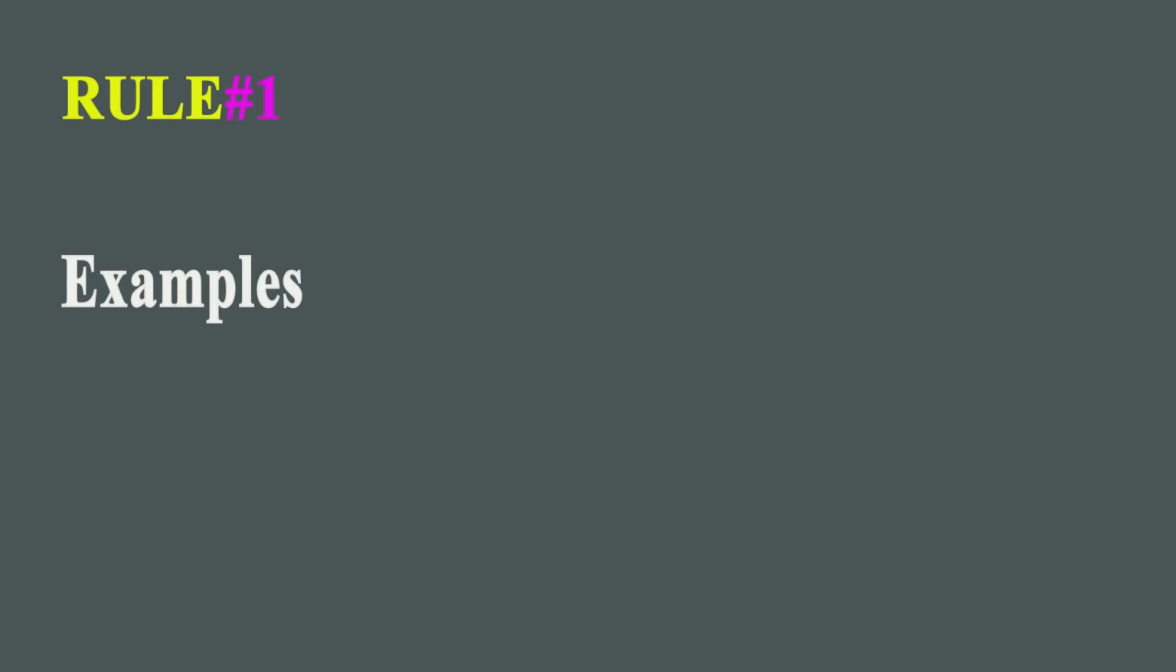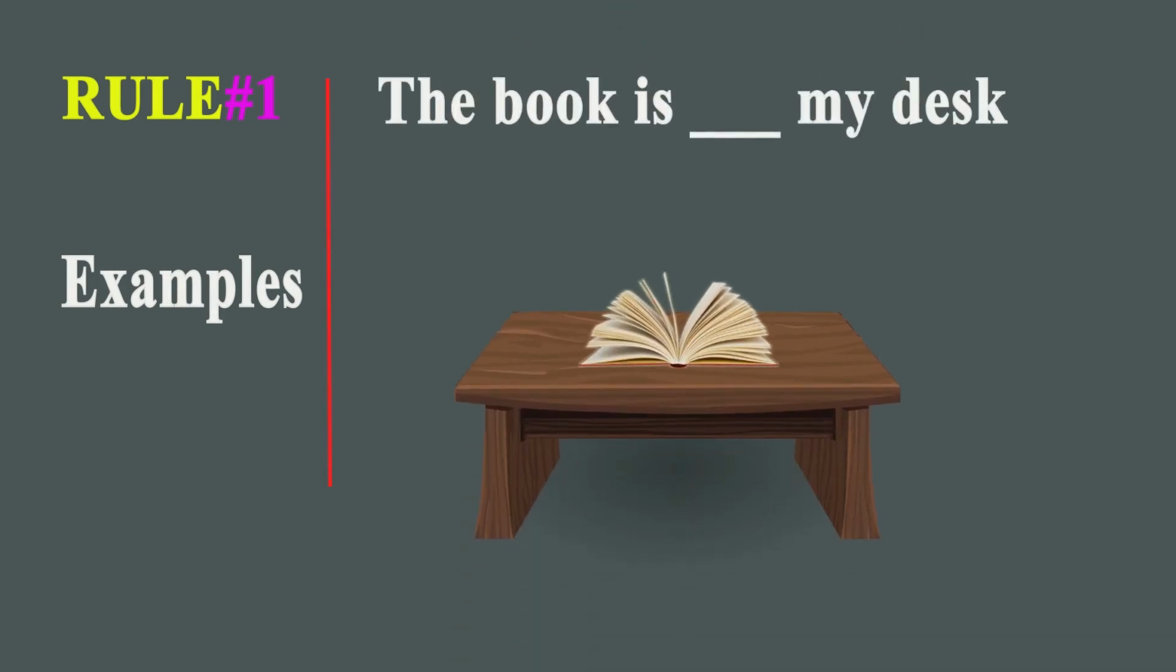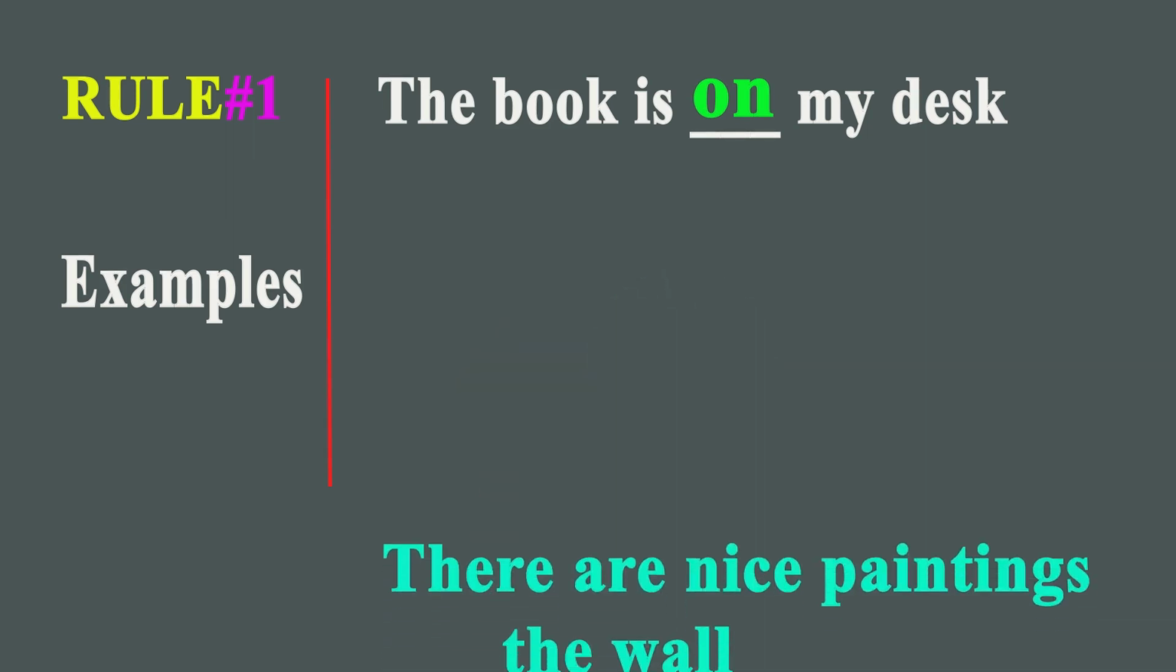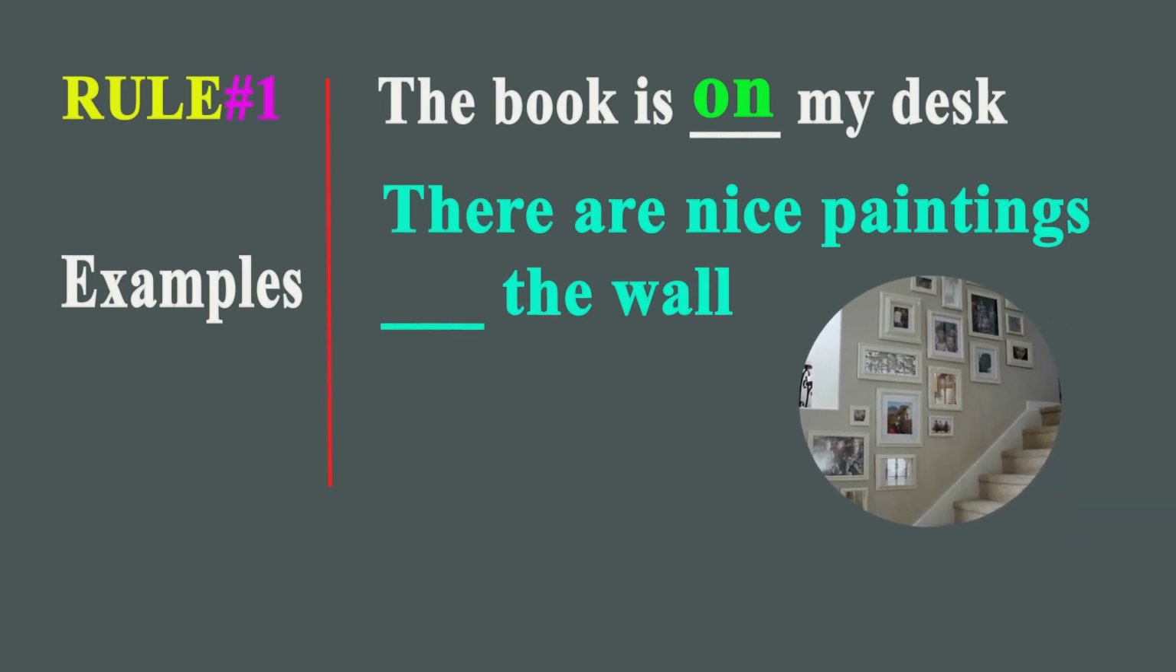Example: the book is dash my desk. See, this book is attached to the surface of the desk, so we can say the book is kept on the surface of the desk. There are nice paintings on the wall. These paintings are all on the surface of the wall, so there are nice paintings on the wall.